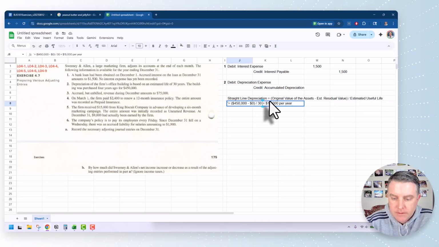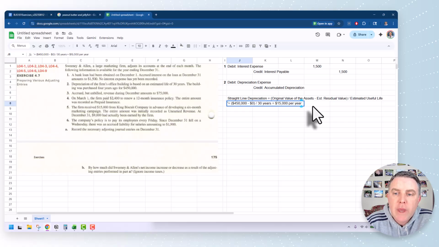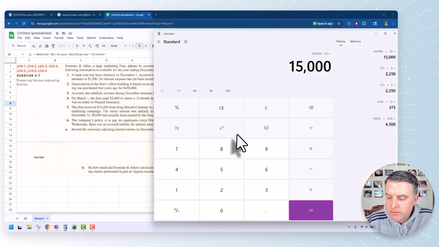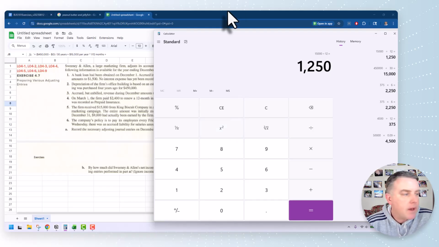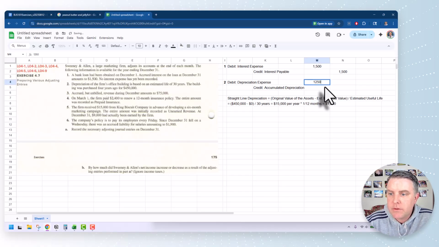Because this is 30 years. That is the estimated useful life. All right, but we have to record depreciation expense for 1 month. So what we want to do is multiply 15,000 per year by 1 over 12 months. If we divide 15,000 by 12, we get $1,250 as the monthly depreciation expense. All right, so our amount here is 1,250.